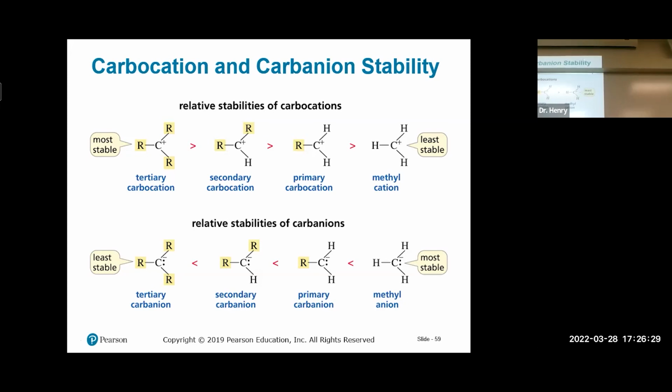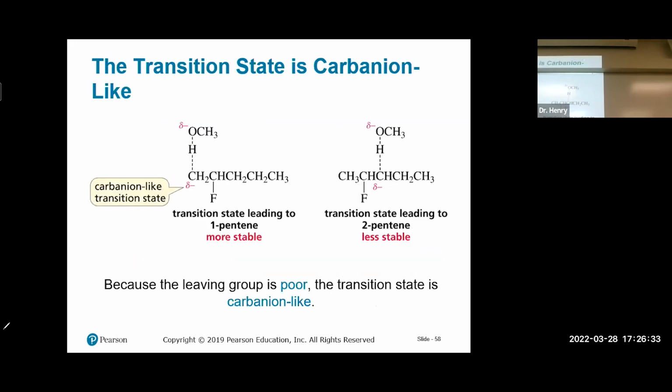So let's go back and see how that pieces together. We know that in this case, this guy is going to be more like a methyl carbocation, which is going to be more stable than this guy, which is going to be like a secondary carbocation, right?